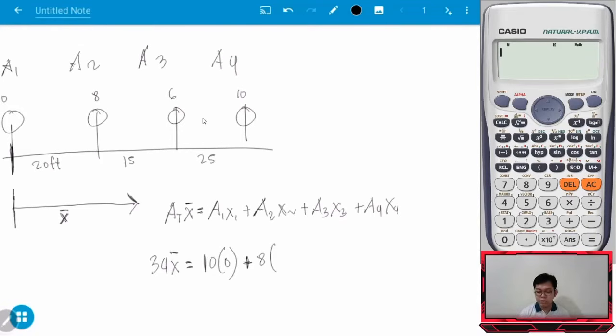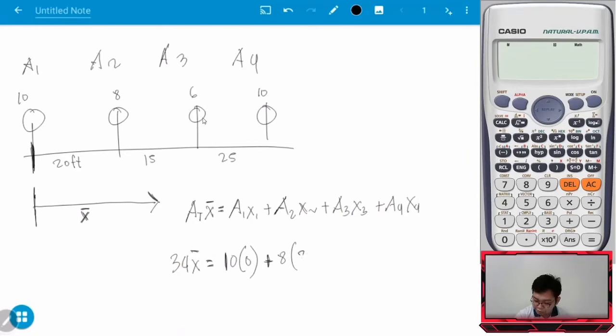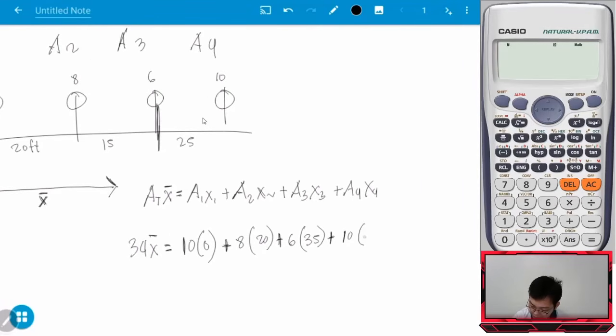And then yung x2 is the distance from area 2 to our point of origin. So, that's 20, no? And then plus, area 3 is 6. X3 natin is the distance from 6, here, hanggang dyan sa point of origin natin. So, 20 plus 15, 35. Okay, and then last is plus. Ang area 4 natin is 10, but the distance is 20 plus 15, that's 35 plus 25, so 60. Tama ba? Tama, 60. Okay, so 60.